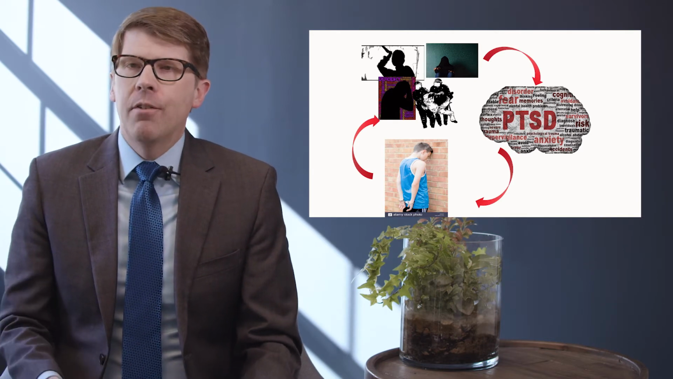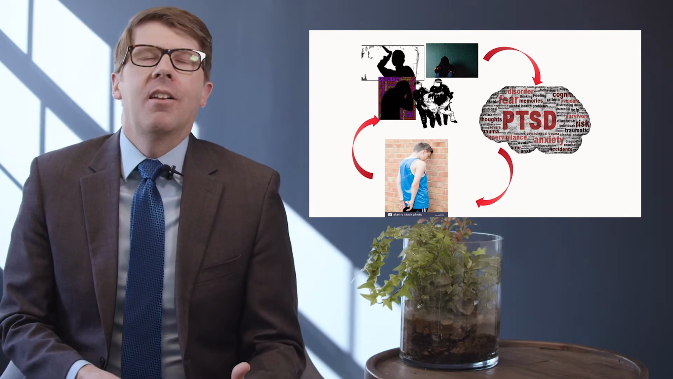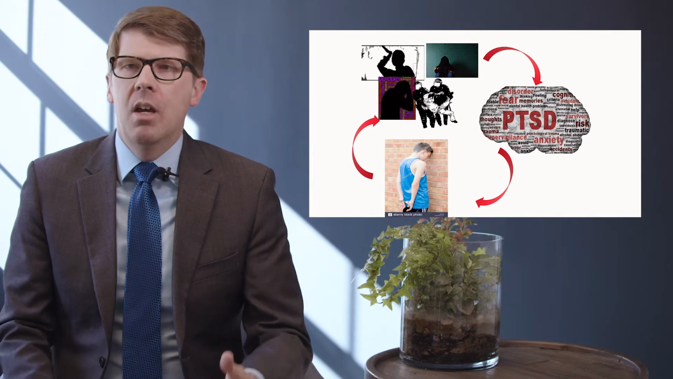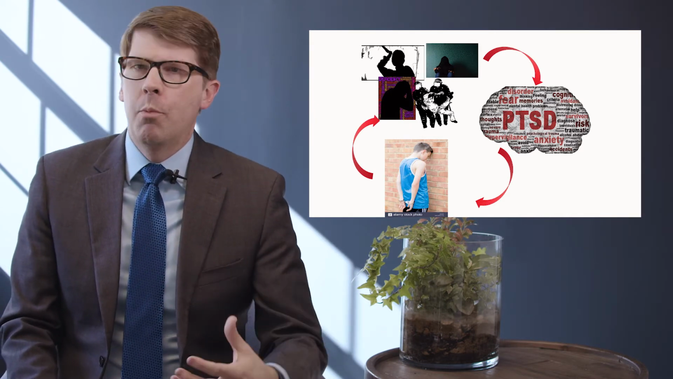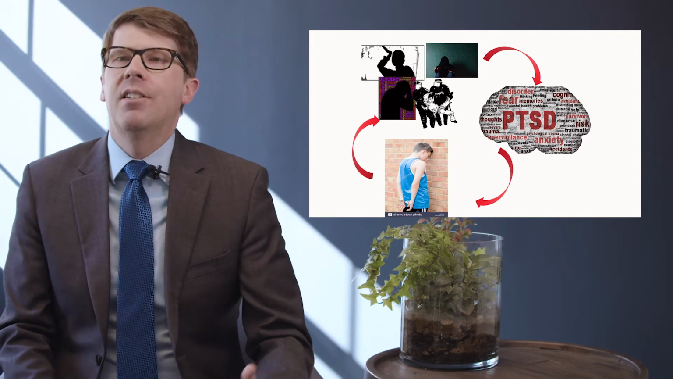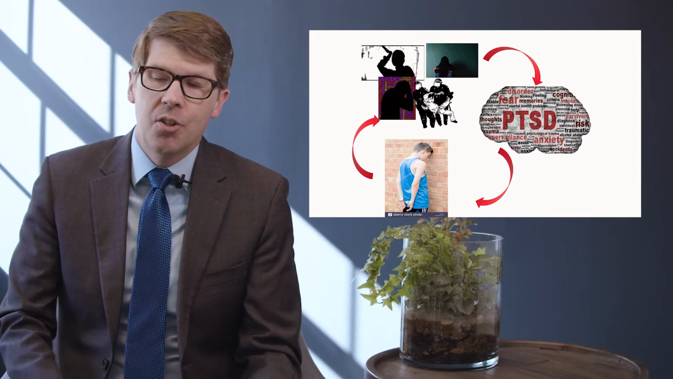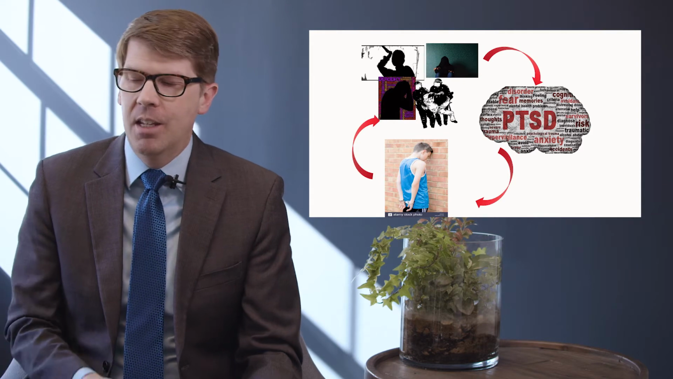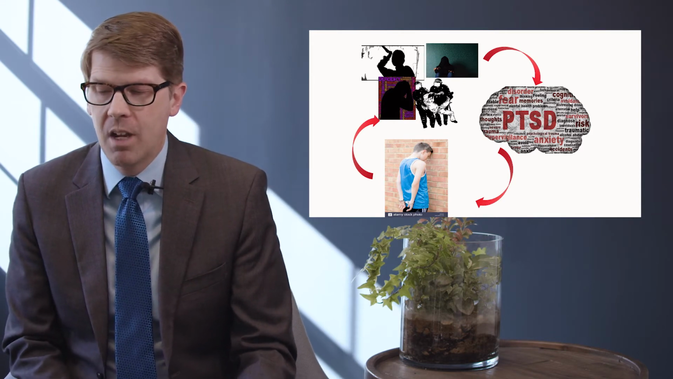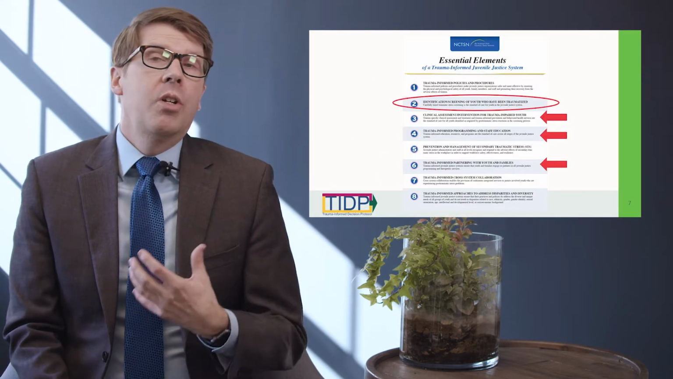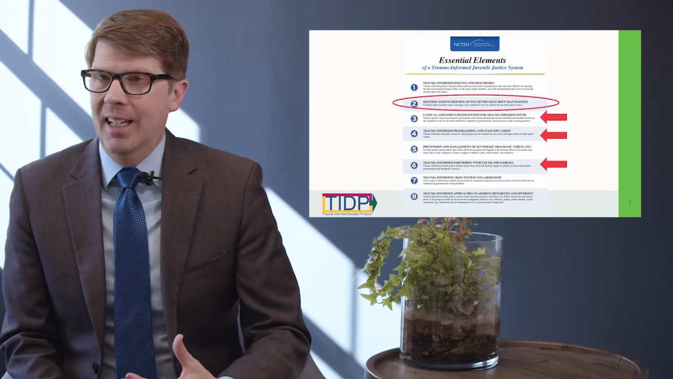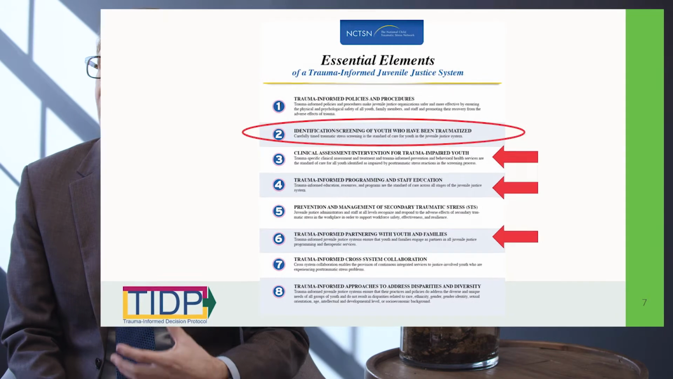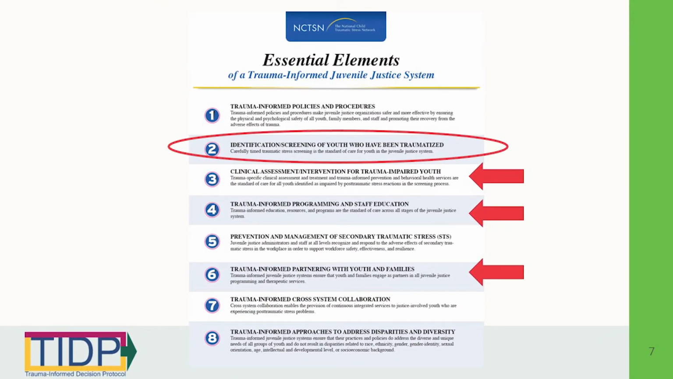And it's an effort, once a youth does come in contact with the system, to screen, identify, and then refer youth for appropriate services as a way to try to disrupt this circular cycle that can continue over and over again for youth. And we talked about this in the last training as well. Trauma screening is considered an essential element of a trauma-informed juvenile justice system.